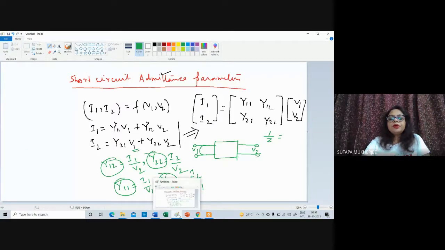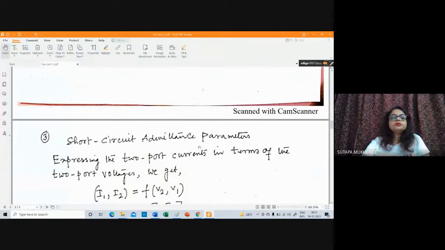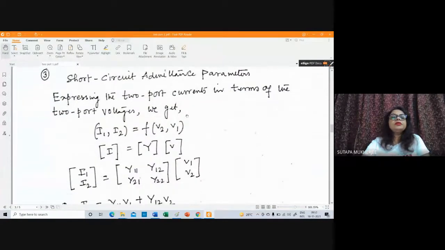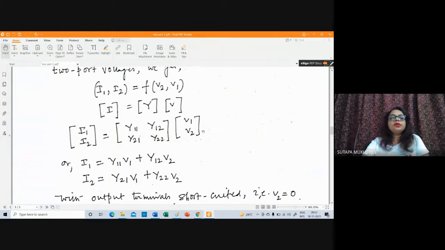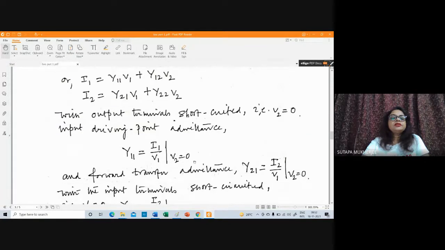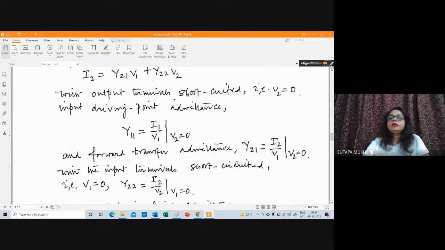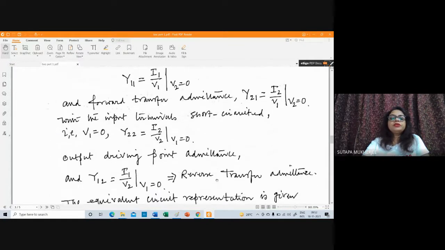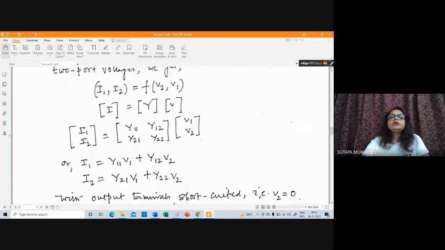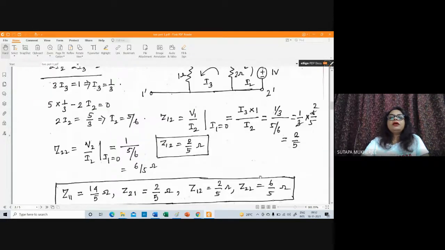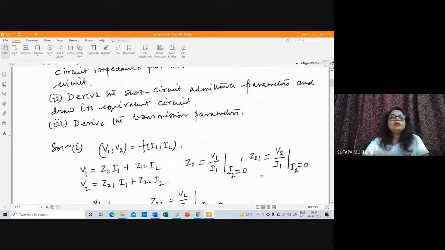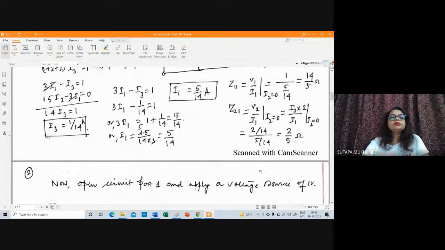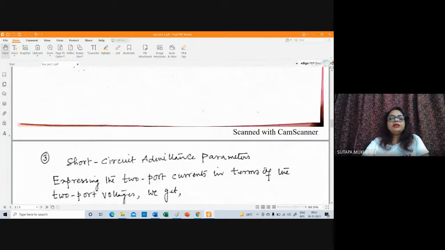So come to the problem. Short circuit admittance parameters express the two-port currents in terms of the two-port voltages. Already I have told you all these things. Now I have to tell you the names of the parameters. So what are the names of the parameters here? Just note down.